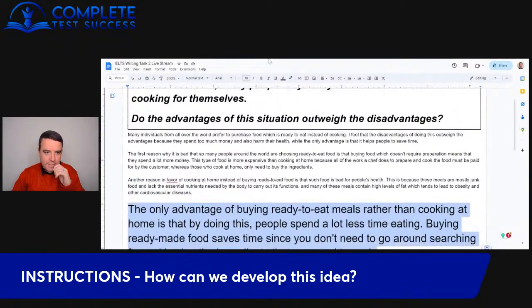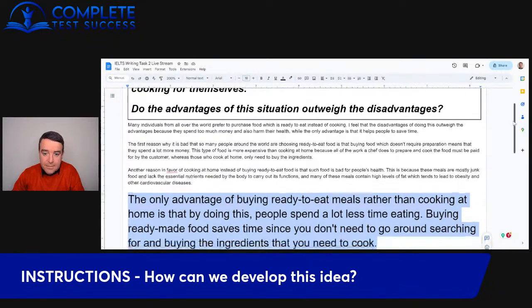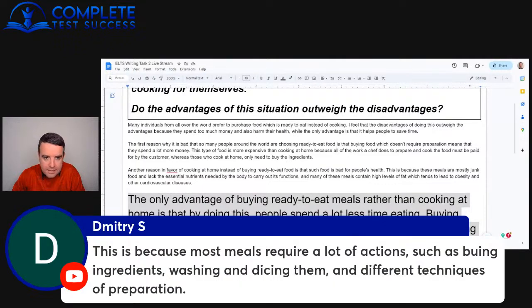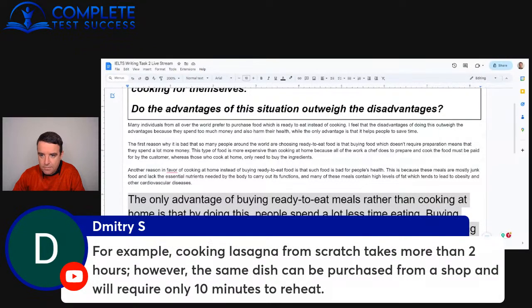So I'll stay going through the comments and see if we can find any more. This is because most meals require a lot of actions. No, actions wouldn't be the right word. A lot of effort, require a lot of tasks. Maybe tasks is what you're looking for, such as buying ingredients, washing and dicing them, and different techniques of preparation. For example, cooking lasagna from scratch takes more than 2 hours. However, the same dish can be purchased from a shop and will require only 10 minutes to reheat.